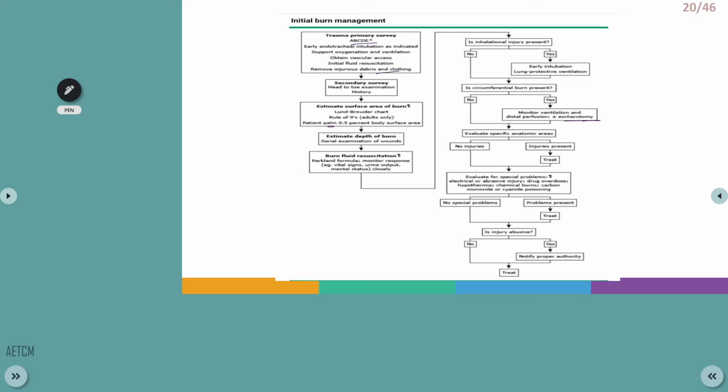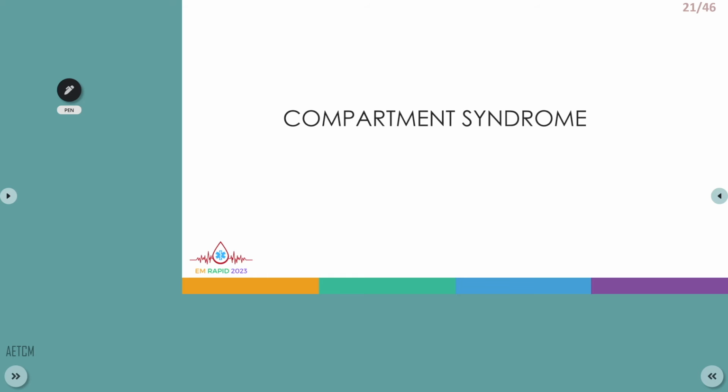And evaluate for any specific anatomic areas and treat the injuries, and also evaluate for any other problems like carbon monoxide poisoning, any chemical burn, cyanide poisoning, or any electrical or abusive injuries or drug overdose, and manage hypothermia also. And if any abuse or anything is suspected, we need to notify the authorities. Okay. We'll move on to our next topic, that is compartment syndrome.